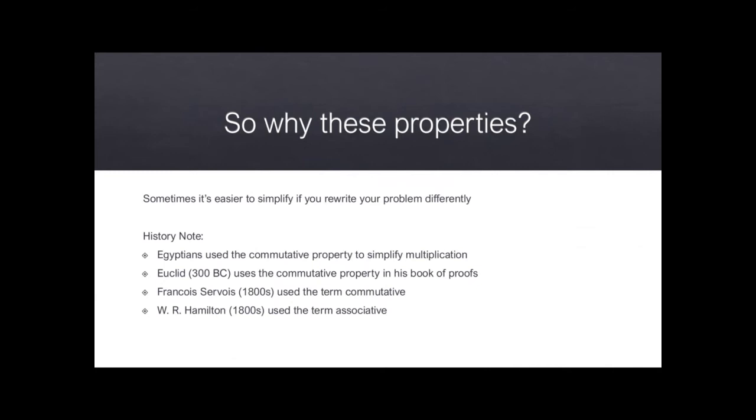So back to the history, because we were talking about this week in the discussion, the history of these symbols. The commutative property was actually used way back by the Egyptians in BC, way back when they were building pyramids and all that. And they used it to simplify multiplication to make it easier. And then Euclid, who was a Greek mathematician, philosopher, he used the commutative property. He wrote a book of proofs called Elements.